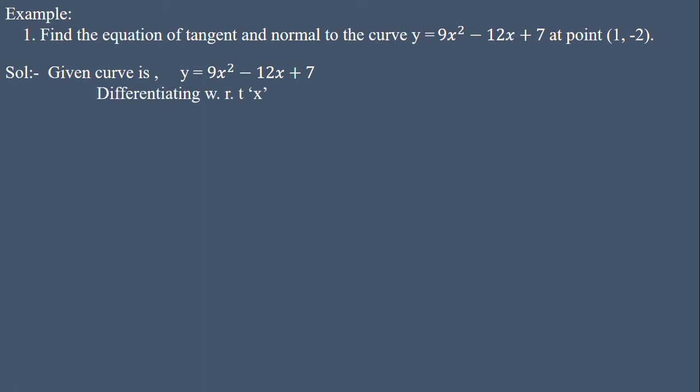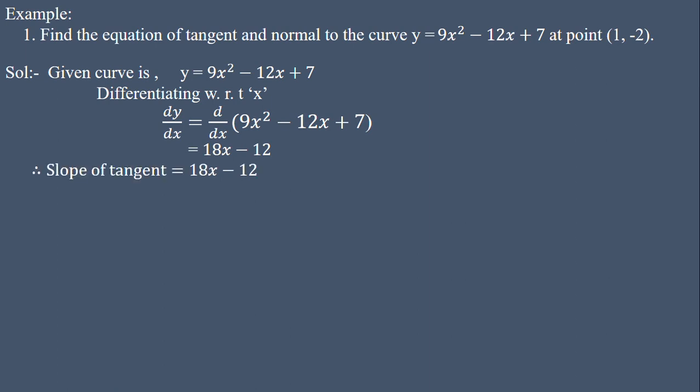See, the curve is y equal to 9x square minus 12x plus 7. It is already in y equal to f(x) form, explicit type. The first step is to differentiate that function with respect to x, means to find dy by dx. So let us find out the dy by dx. It's an algebraic function, so very simple to differentiate. 9x square, the derivative will be 9 into 2x, hence it is 18x. Minus 12x, the derivative will be 12. x derivative is 1. 7 is a single constant, so its derivative is 0. Hence the dy by dx value is 18x minus 12. And therefore we can write that dy by dx as slope of tangent, which is equal to 18x minus 12.